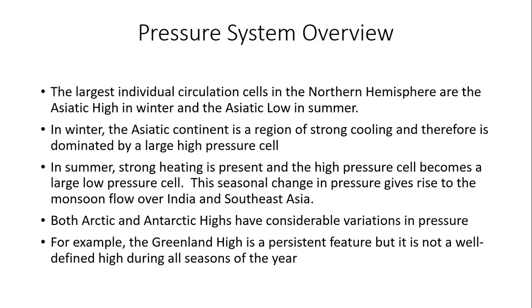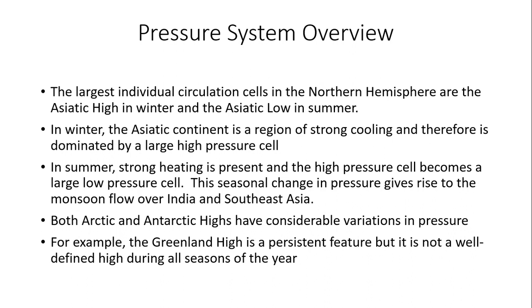Now, the largest individual circulation cells in the northern hemisphere are the Asiatic high in the wintertime and the Asiatic low in summertime. In winter, the Asian continent is a region of strong radiational cooling, and therefore is dominated by this large high pressure cell. In the summer, strong heating is present, and the high pressure cell becomes an actual large low pressure cell. So again, things reverse between seasons.